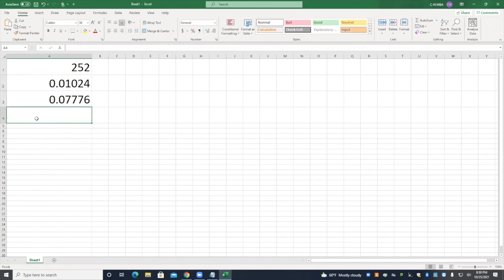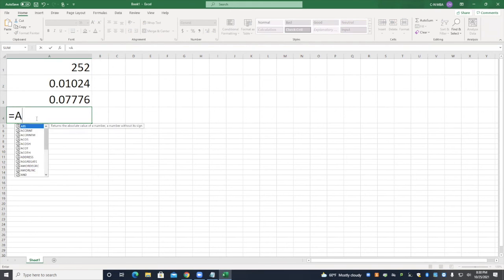Now, what is left? We just have to multiply these three numbers, right? So you say equals A1 times A2 times A3, or there's a function called product. You could write these either inside it or write from A1 to A3. You could do it either way. This is the more lengthy way. If you have a lot of things to multiply, you use the product function.